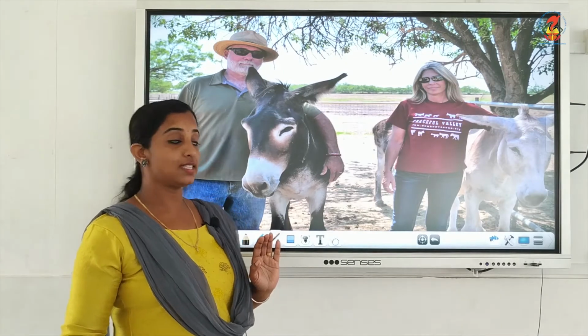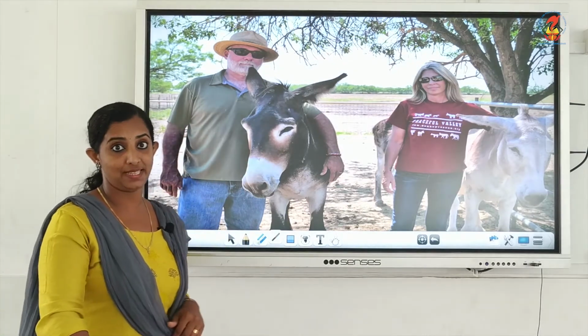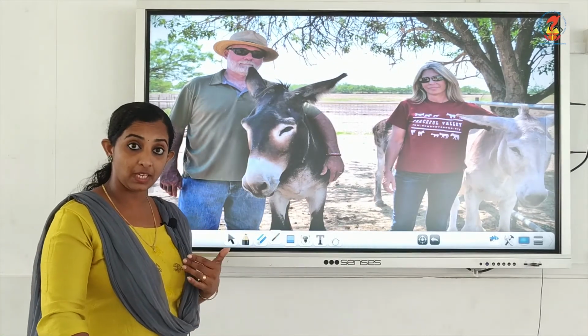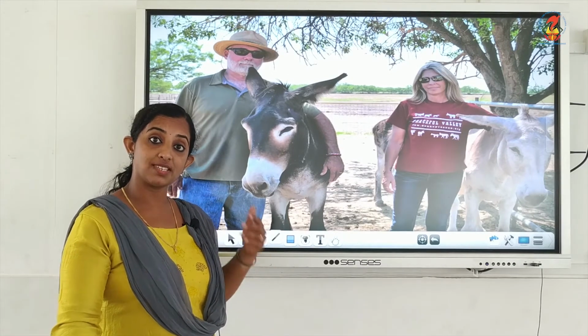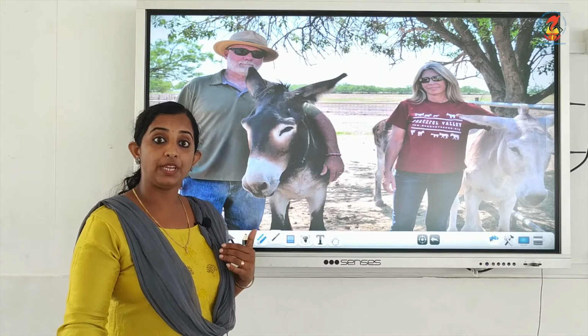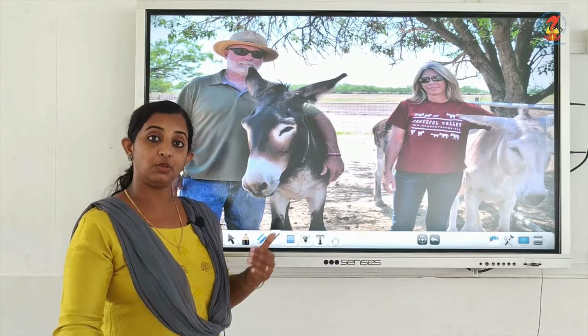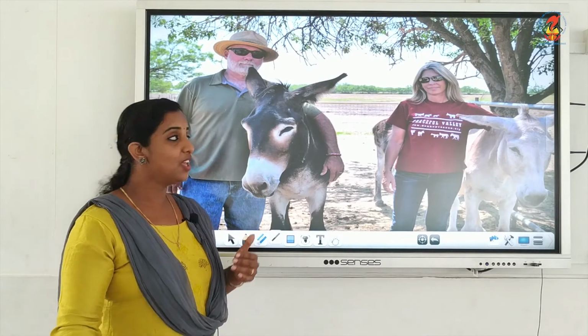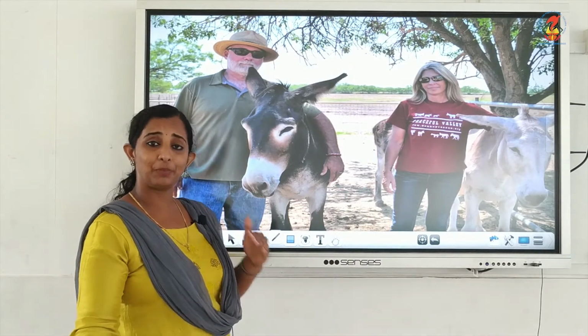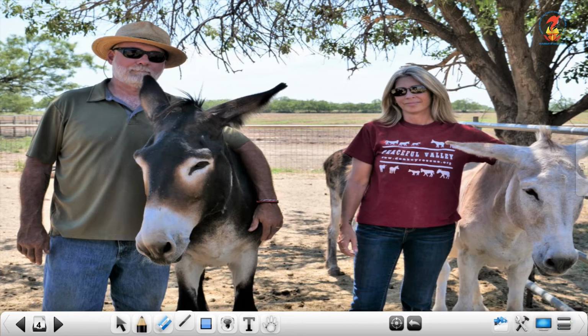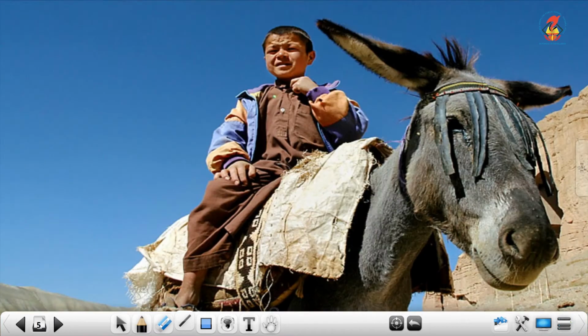Sometimes donkeys are kept as pets. Understood? We keep cats, birds, fishes and dogs at home as our pets. We even keep cows, buffaloes and goats also, isn't it? So in some countries, even in India, in some places, we keep donkeys as pets.